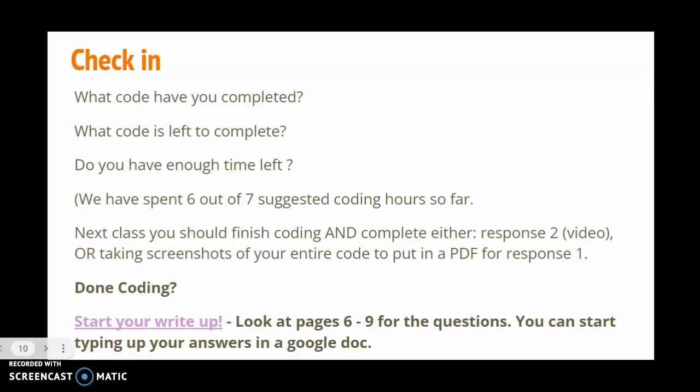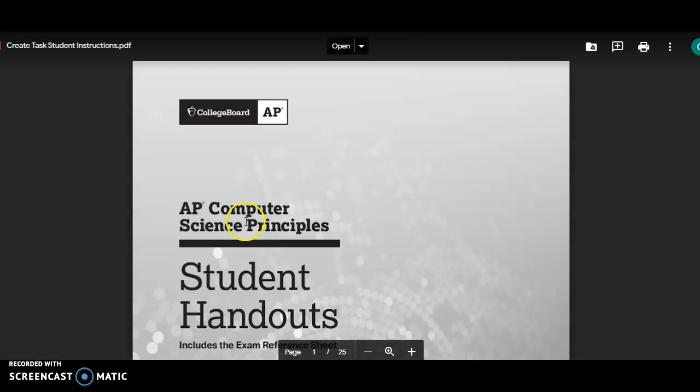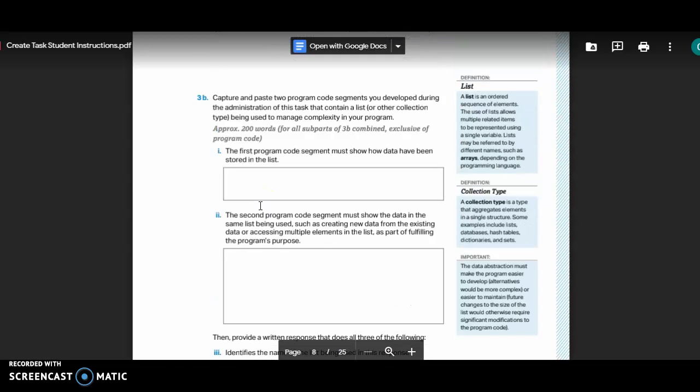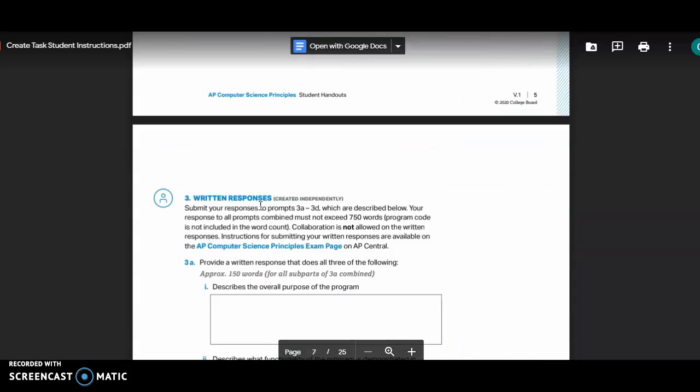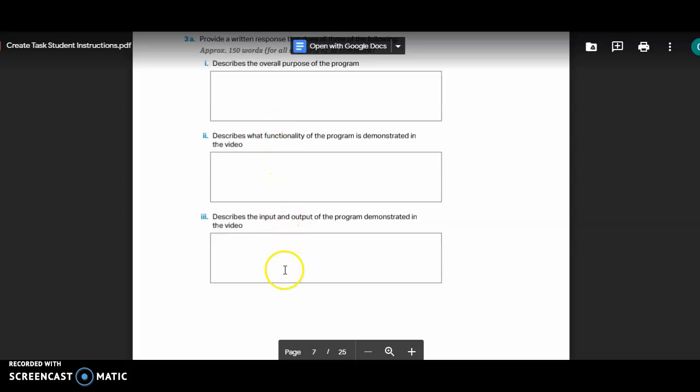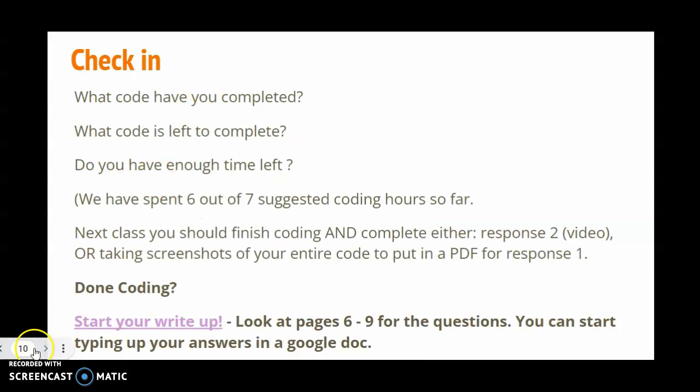If you're done coding, you can start your write-up. If you click on this right here, you would be looking at pages 6 through 9. If you scroll down, here's your write-up. Here are the questions that you're going to have to answer. You could start working on that in a single Google Doc. If you have any questions, please let me know.